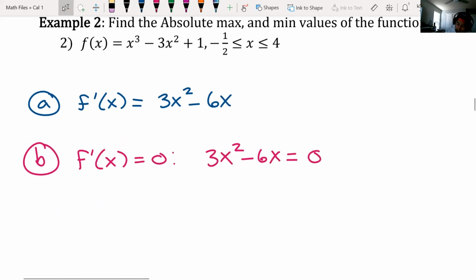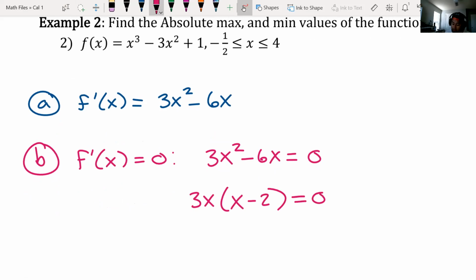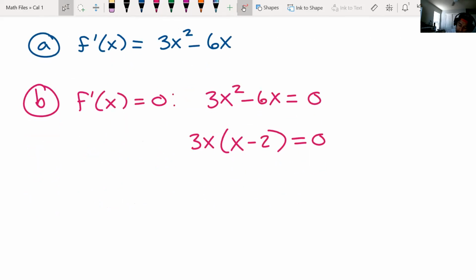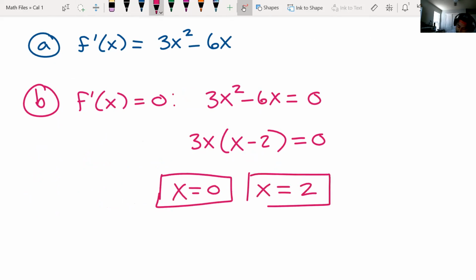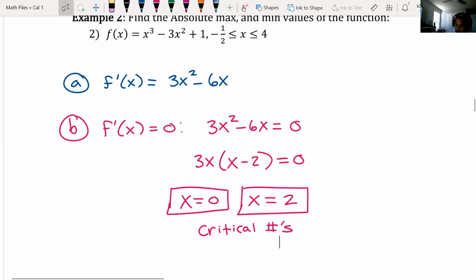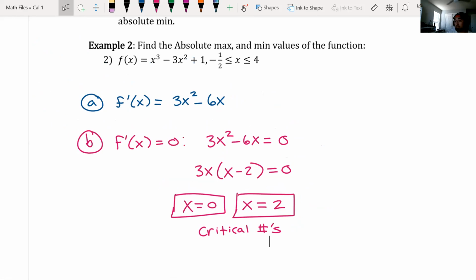Okay. So in this one, you can factor out 3x, and this will leave us with x minus 2 equal to 0. What are my two critical numbers? 0 and 2. Good. These are my critical numbers. And what we want to do next is test the endpoints and the critical numbers into the original function.